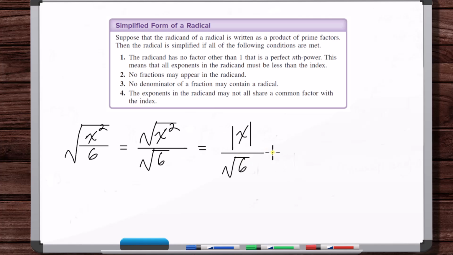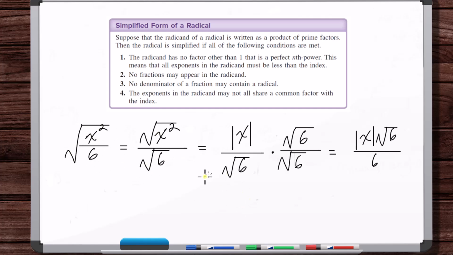So to fix this, we want to rationalize the denominator. So we'll multiply by root 6 over 6, and we're left with this. Now, that's fully simplified. Okay, so if you have a fraction inside of a radical, just apply the quotient property and then go from there. Now, when it comes to rationalizing the denominator, note that this is simple if you have a square root: you just multiply by 1 in the form of root 6 over root 6.